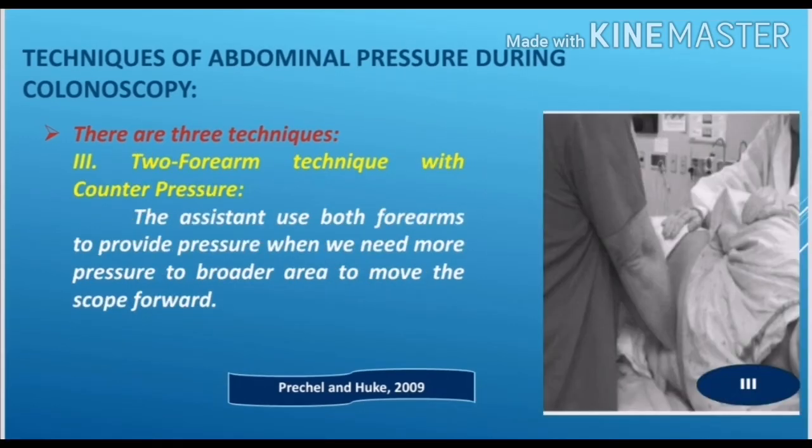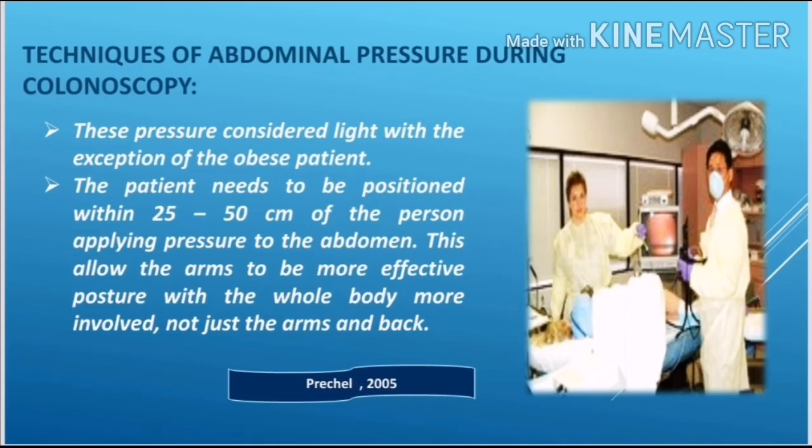The third technique is the 2 forearm technique with counter pressure. The assistant uses both forearms to provide pressure when we need more pressure over a broader area to move the scope forward. This pressure is considered light, with the exception of the obese patient.